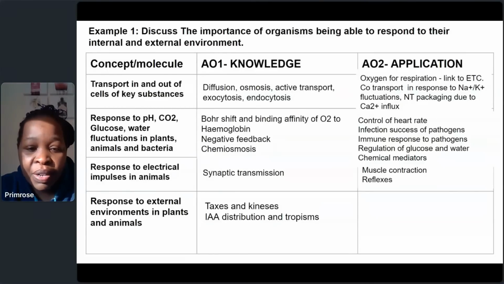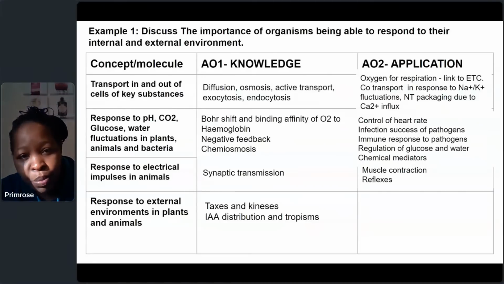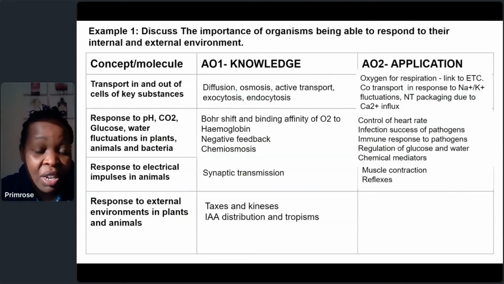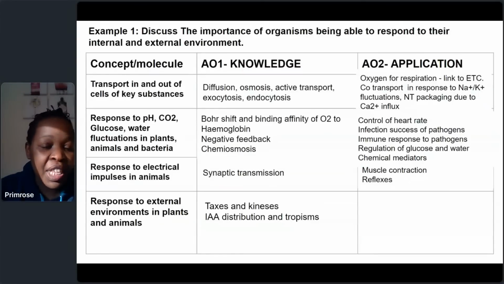So here I've given examples for plants. You could talk about IAA distribution and tropisms, and you could look at what the plant is responding to and why that's important. Why is it important that plants respond to changes in light intensity? What would happen if they didn't? Now that directly links to the light-dependent reaction, which would then again link into the light-independent reaction.